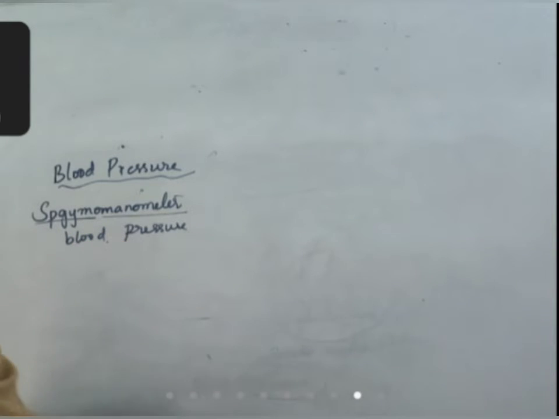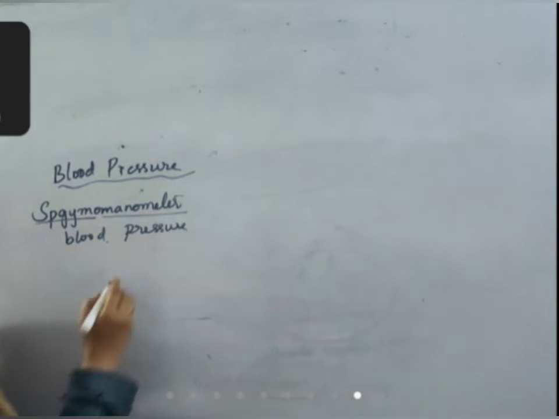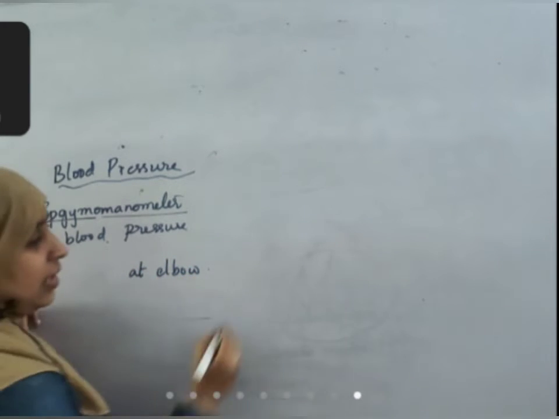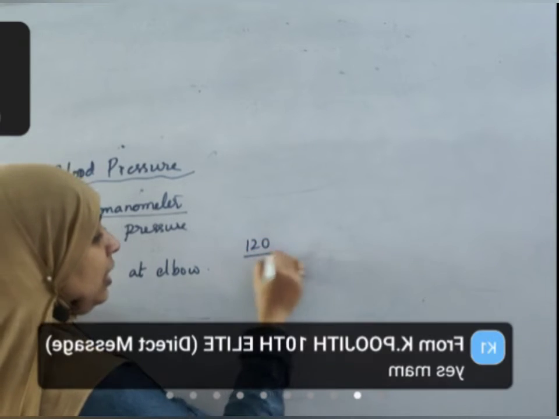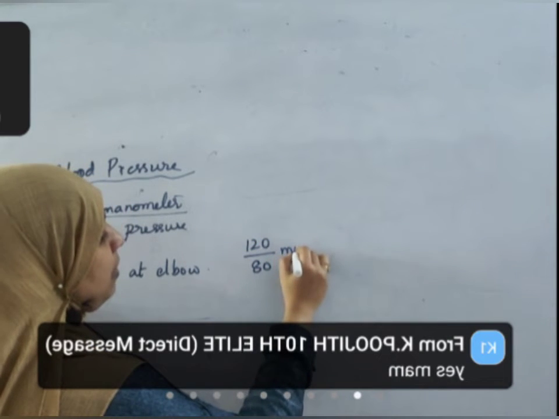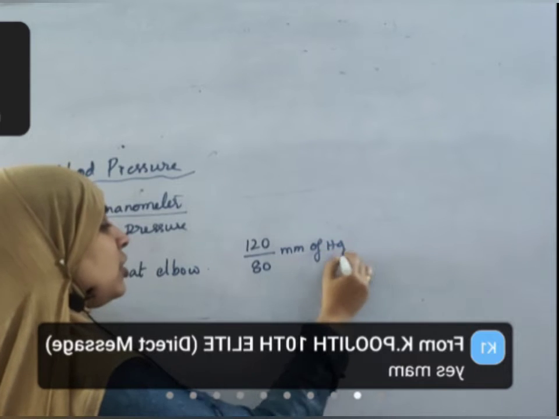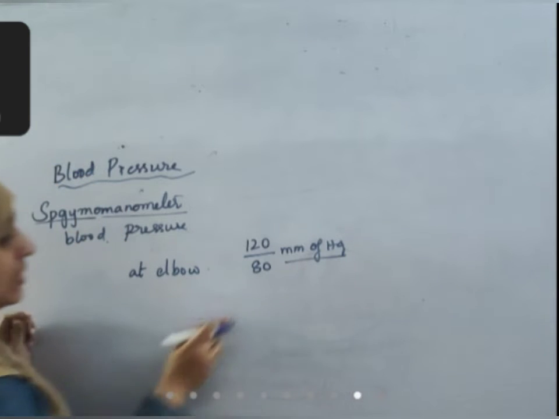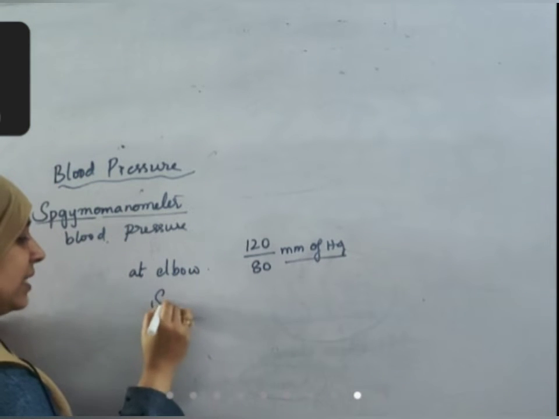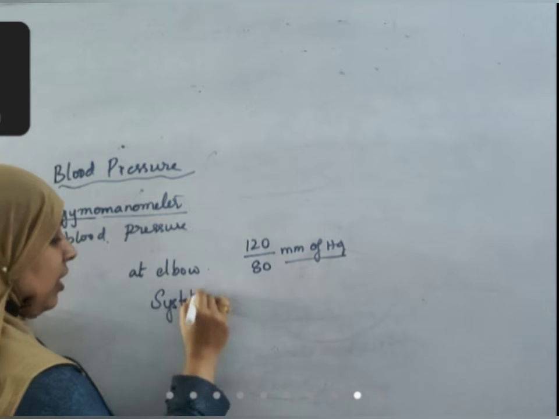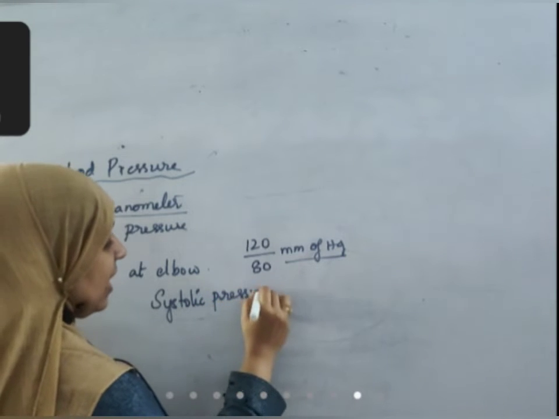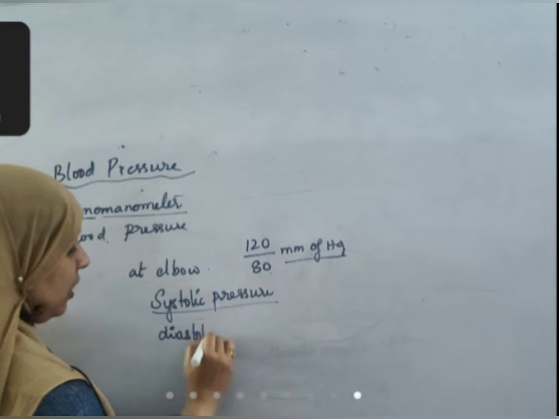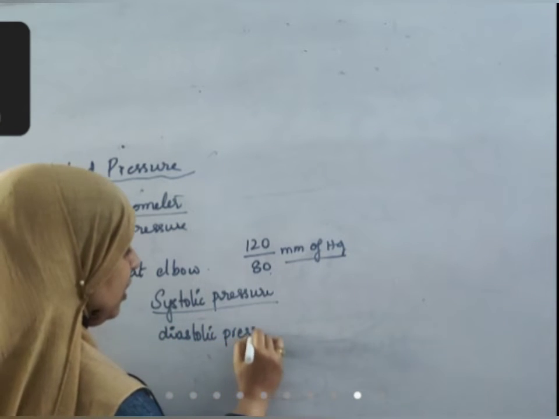Okay? How is this blood pressure measured? At the elbow, two measurements are taken: 120 by 80 mm of Hg. mm of Hg is the unit of pressure. Okay, what is this 120? What is this 80? 120 is systolic pressure, whereas 80 is diastolic pressure. You have heard these words before.